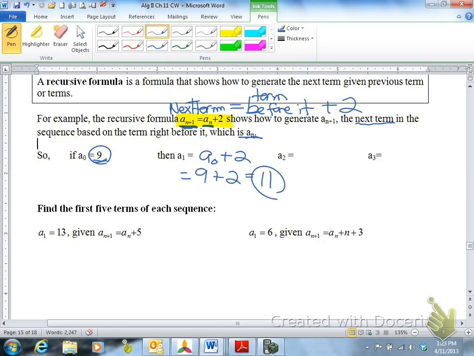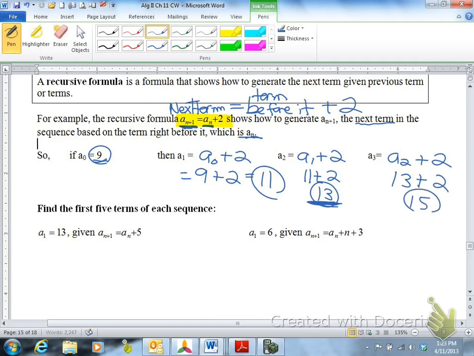A sub 2 would be a sub 1 plus 2. A sub 1 we just found. A sub 1 is 11. 11 plus 2, so you get 13. A sub 3 would be the term before a sub 3, which is a sub 2, plus 2. A sub 2 we found right here is 13, plus 2 is 15.